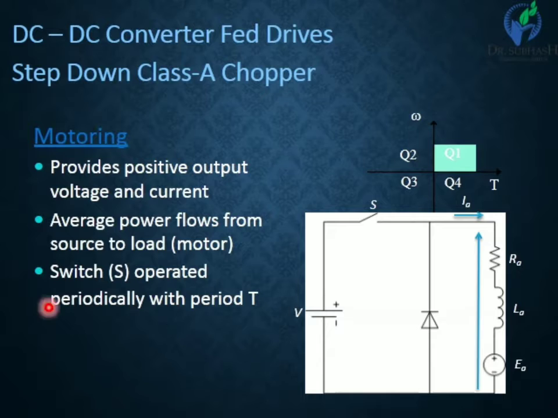The first one is class A chopper. It is normally a step down chopper which works in quadrant 1. Here we show a circuit diagram of class A chopper in which we connect a voltage supply. It's normally a battery or solar fed power supply. Here we use one switch and one diode to control the power.